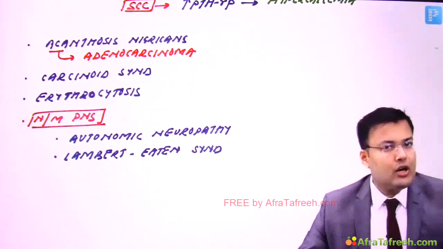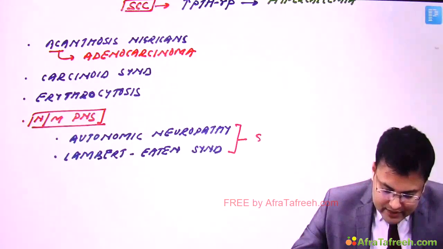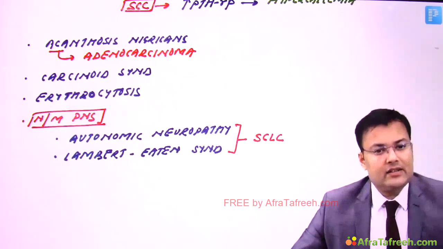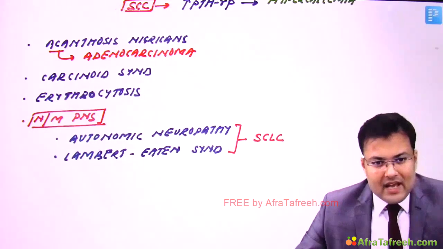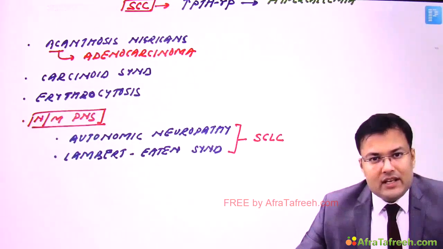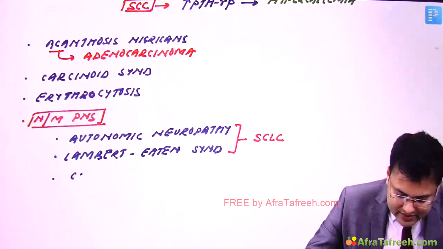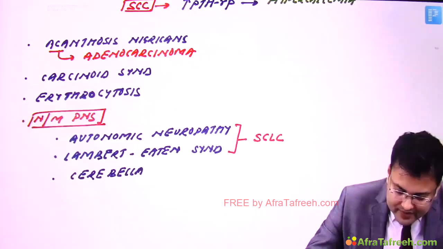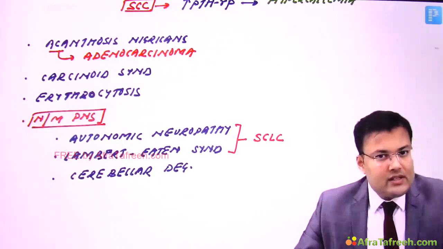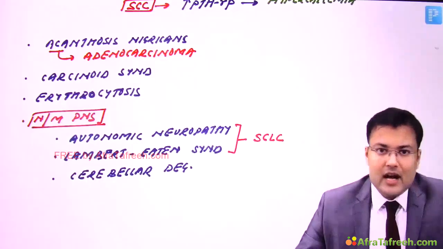Clear? And both of these are more commonly associated with which malignancy? Small cell lung cancer. Autonomic neuropathy and Lambert-Eaton syndrome are more commonly associated with small cell lung cancer. And there was another question related to cerebellar degeneration. So this is also seen in carcinoma lung. Cerebellar degeneration. Clear? So this is the list of paraneoplastic syndromes which is associated with carcinoma lung.